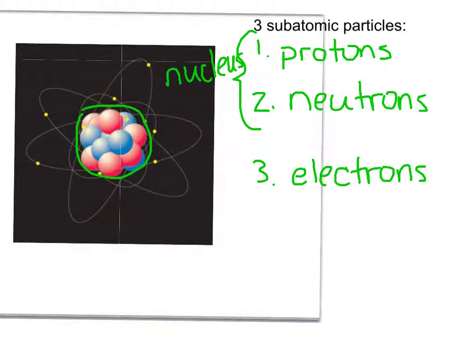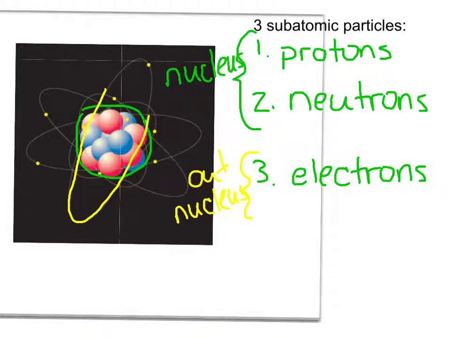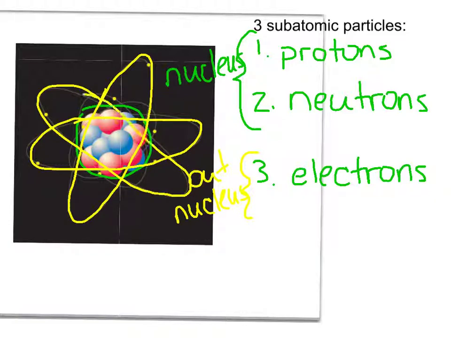The next type of subatomic particle are the electrons. Now the electrons are found outside of the nucleus. They are found rotating around in orbits or shells around the nucleus. We'll talk a little bit more about that in octets a little bit later, but they are found moving around the outside of the nucleus in orbits or shells.